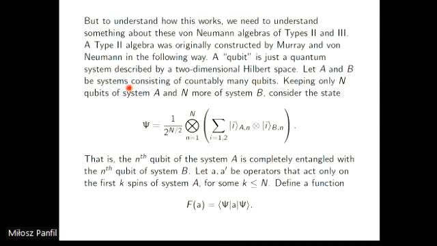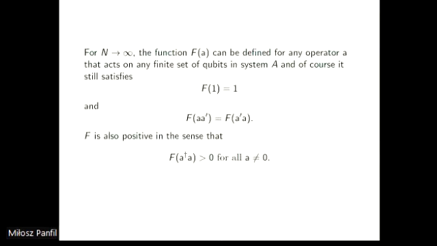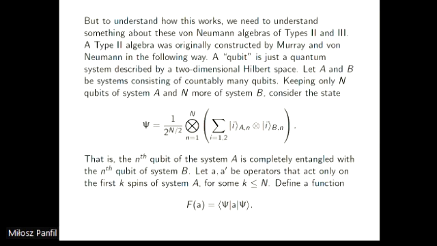Keeping only n qubits of system A and n more of system B, I've written a particular state of the system where each of the n qubits is in this maximally entangled state. In physics language, the nth qubit of system A could be up or down, or in the state 1 or 2. And whether it's up or down, the nth qubit of system B is exactly the same. Then I divide by the square root of 2 for each qubit, making 2 to the n over 2 in all, to normalize the state.